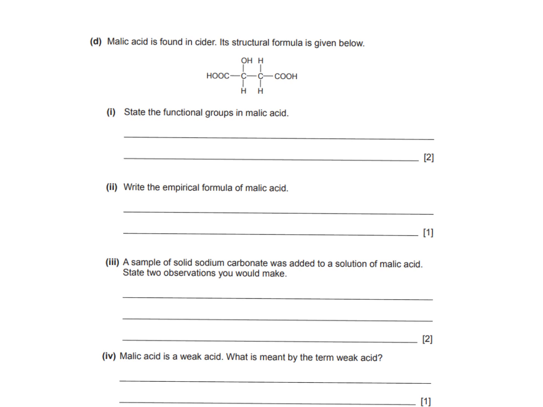Malic acid, which is in cider, state the functional groups in malic acid. See here and here. So you can just do COOH and OH. But it doesn't say to name or write the formula. So either is fine. Or if you want to write the names, then you could say carboxyl and hydroxyl.